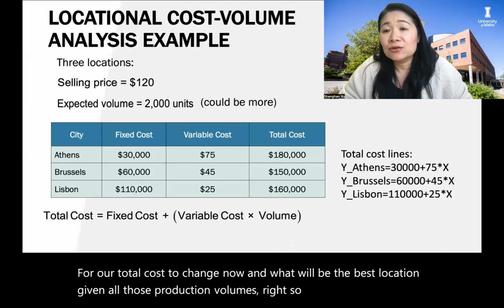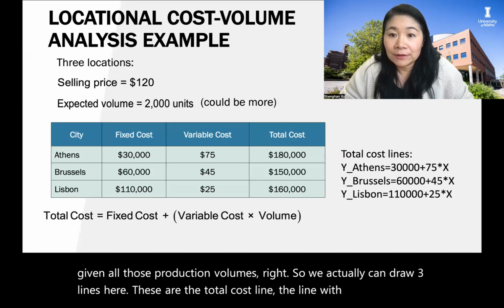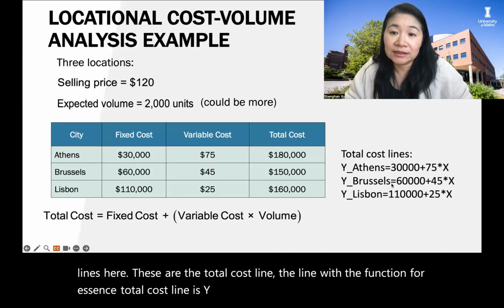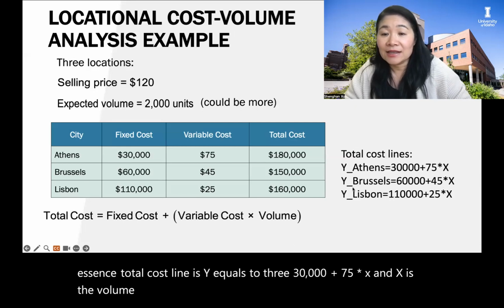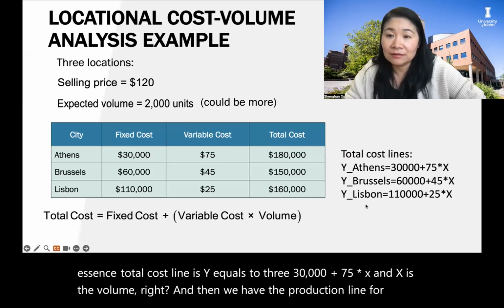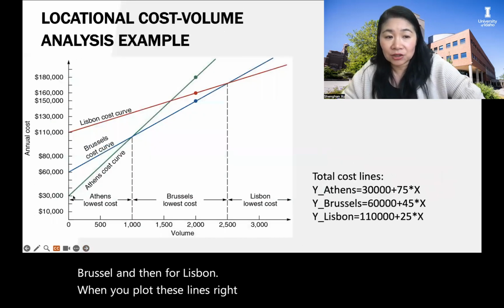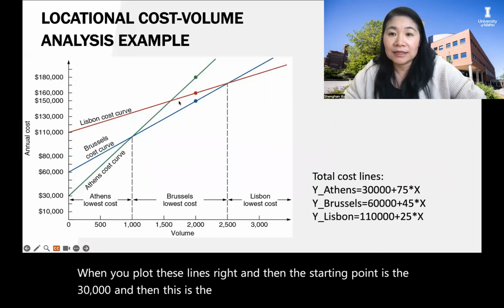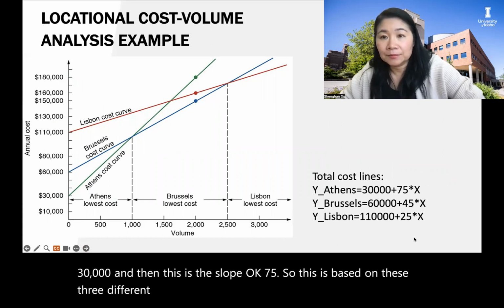So we actually can draw three lines here. These are the total cost lines. The function for Assen's total cost line is y Assen equals 30,000 plus 75 multiplied by x, and x is the volume. And then we have the lines for Brussels and for Lisbon. When you plot these lines, the starting point is the 30,000, and this is the slope, 75. Based on these three different cost structures, we can have these three different lines.